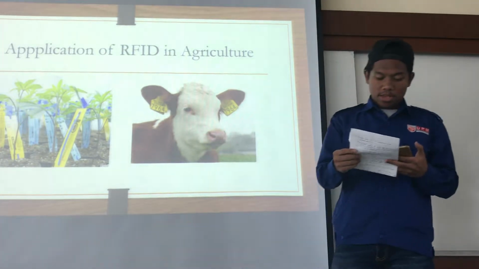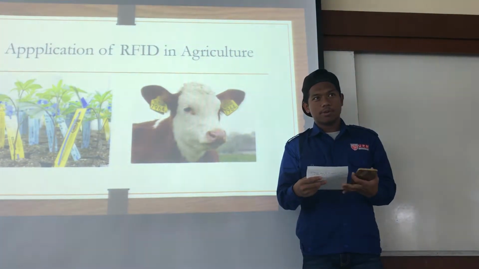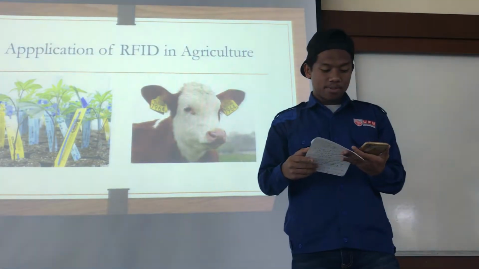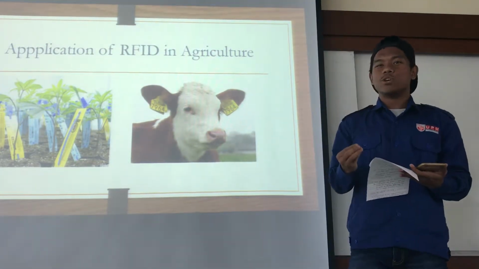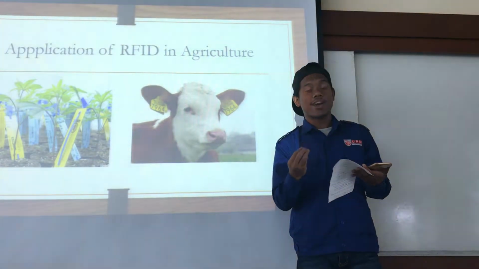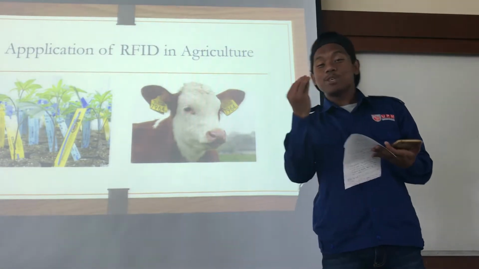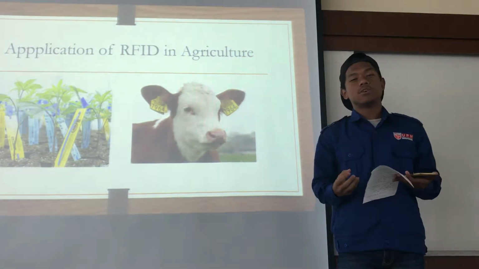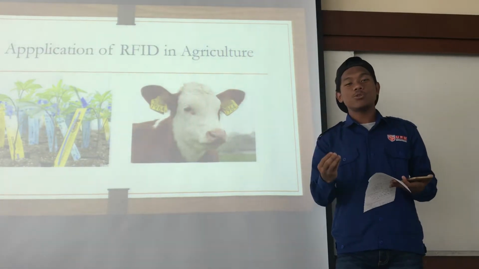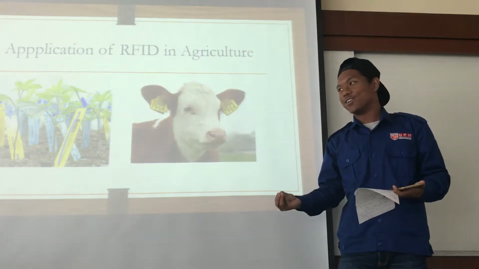So first, I will tell you about agriculture. For me, agriculture is very important in our life. I have some words to tell you about agriculture. This means you cannot have a happy, healthy, and peaceful continent without food. Food is meant by agriculture. So now I will tell you how RFID works in agriculture.